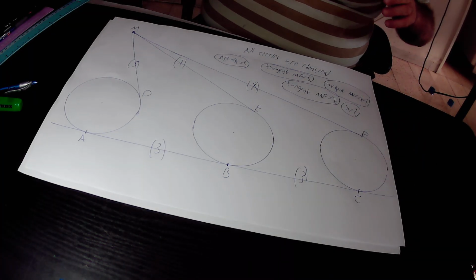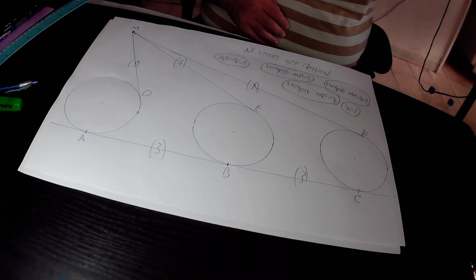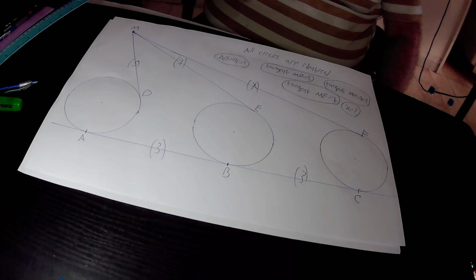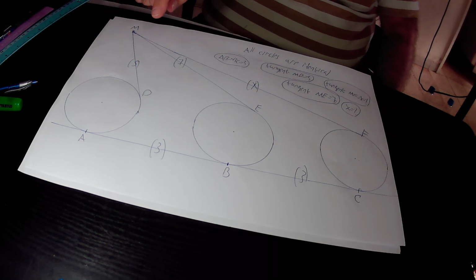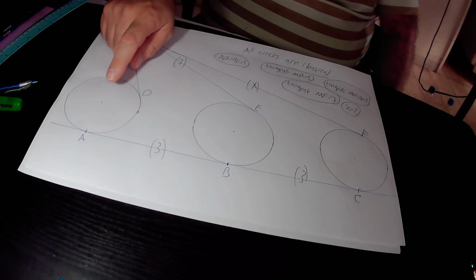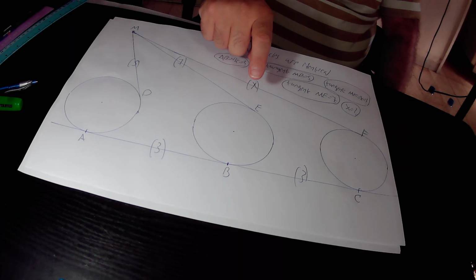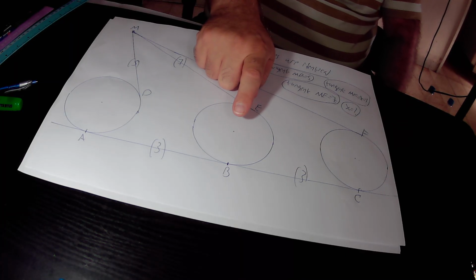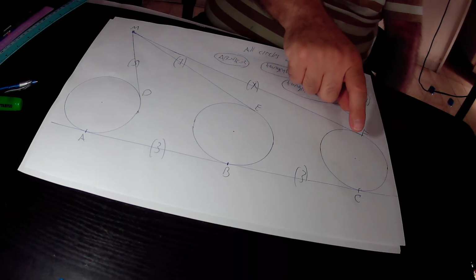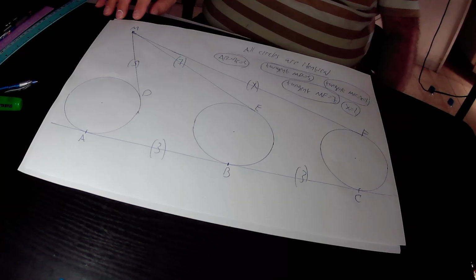In the drawing we have three identical circles, and we also have here the big tangent ABC. The big tangent ABC is tangent to this circle at point A, and it is tangent to the middle circle at point B, and it is also tangent to this circle at point C. In addition, we have the common start point, point M.